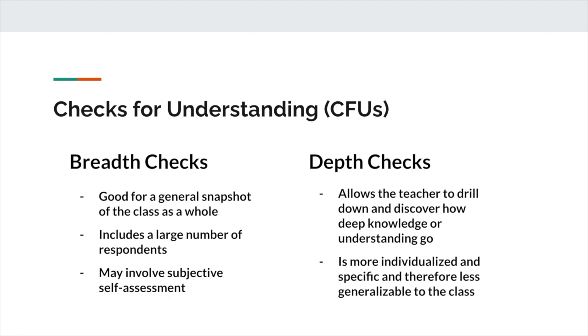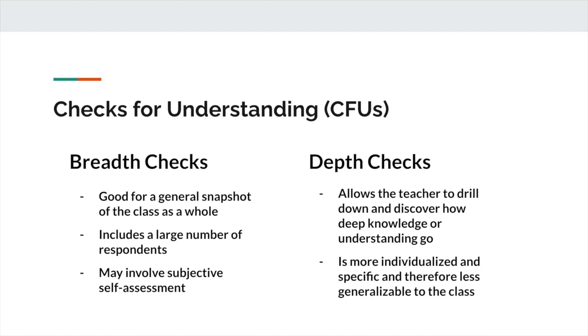So for instance, if I ask students to give me a fist of 5 on how well they understand what culture is and what makes up culture, all the students in the room will show me a number of fingers. 5 being I totally understand it, I know exactly what culture is, and I can give you a whole bunch of examples. 4 being a little bit less than that, all the way down to 1 being I struggle with the concept, maybe I don't even know the definition.